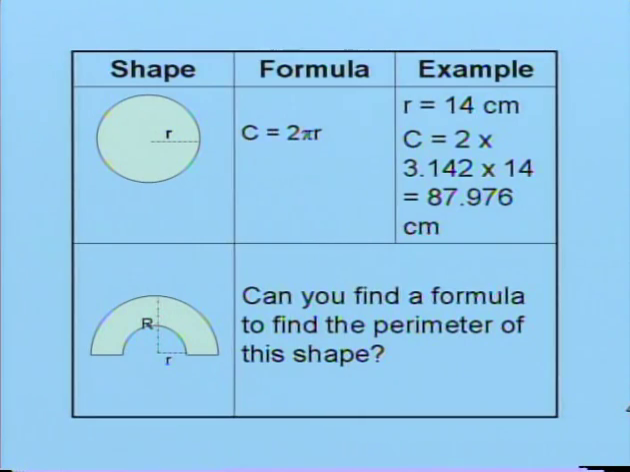Now look at the fancy shape given in the next one. It's looking like a washer cut in two. So there's an inner radius and an outer radius.